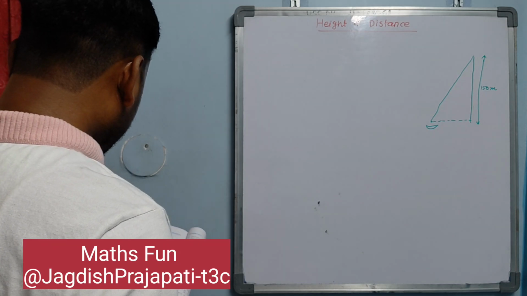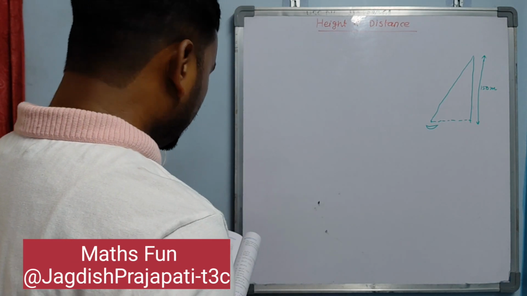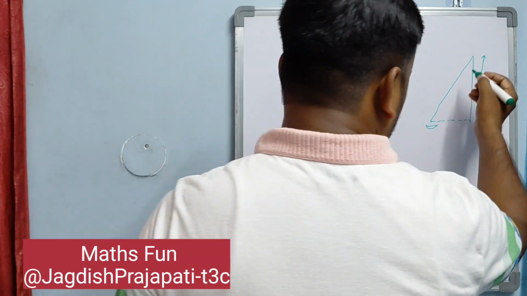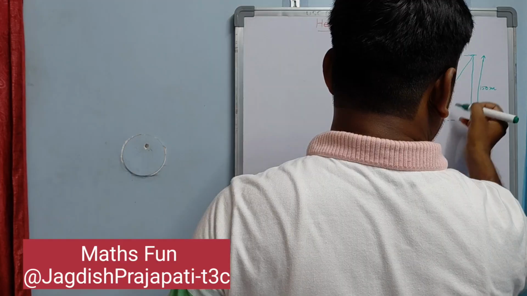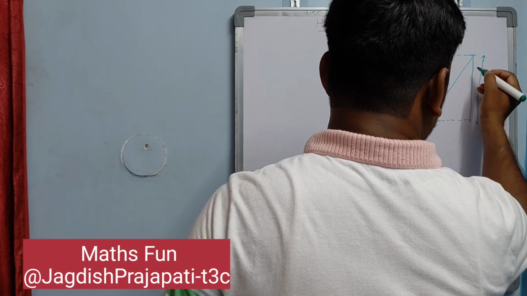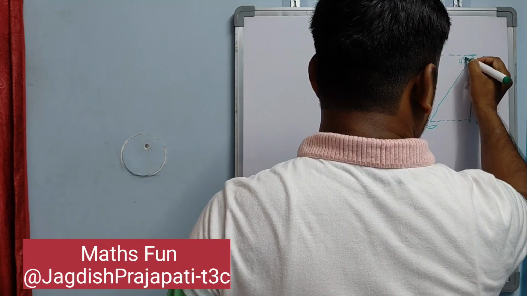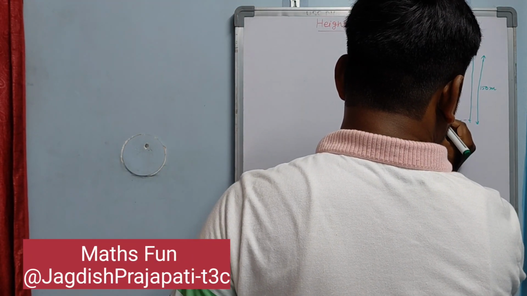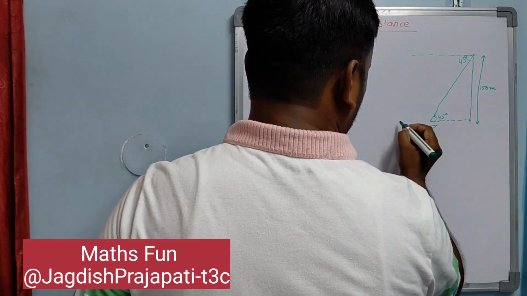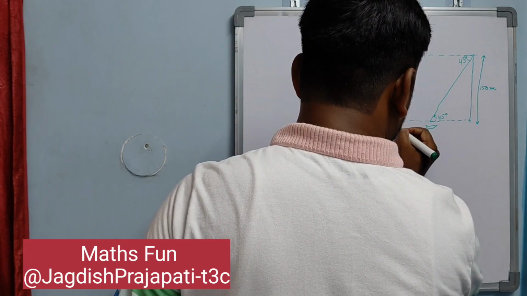The angle of depression of the boat changes from 60 degree to 45 degree. Actually, this is the angle of depression, so we have to draw a line parallel to the ground. So this angle is 45 degree, and this will be 45 degree till here. Since the boat is moving, after some time the boat will reach here.